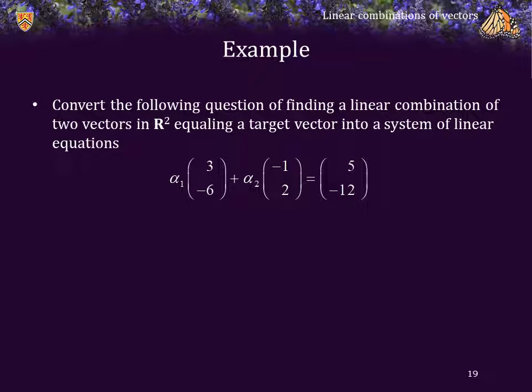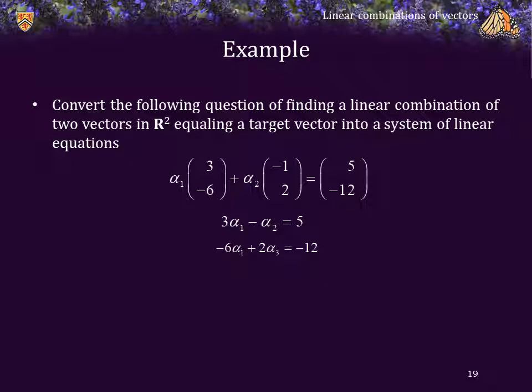Convert the following question of finding a linear combination of two vectors in R squared equaling a target vector also in R squared into a system of linear equations. So, once again, reading the first entries of each of the vectors, we have the scalar alpha 1 times 3 plus the scalar alpha 2 times negative 1 equaling 5. So that's 3 alpha 1 minus alpha 2 is equal to 5. Next, reading the second entry of each vector, we get negative 6 times alpha 1 plus 2 times alpha 2 is equal to negative 12.